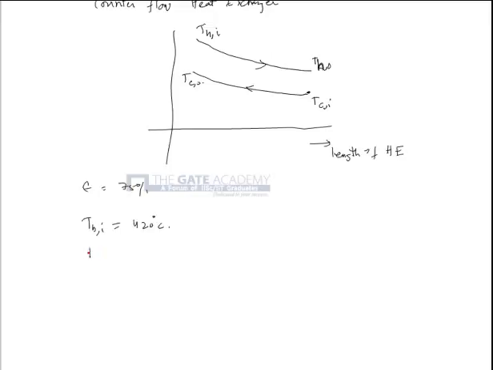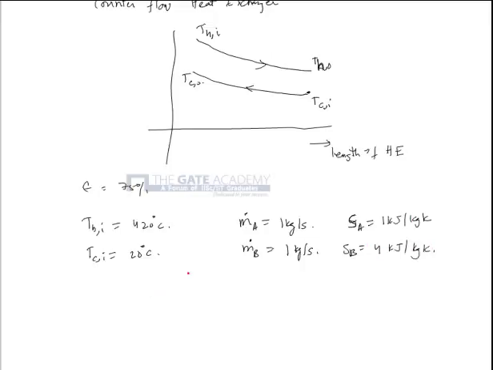The fluid B is cold, which is 20 degrees centigrade, and the mass flow rate of fluid A is 1 kg per second. The mass flow rate of fluid B is also 1 kg per second. The specific heat of fluid A, let's denote specific heat by S, is 1 kilojoule per kg Kelvin, whereas the specific heat of B is 4 kilojoules per kg Kelvin.